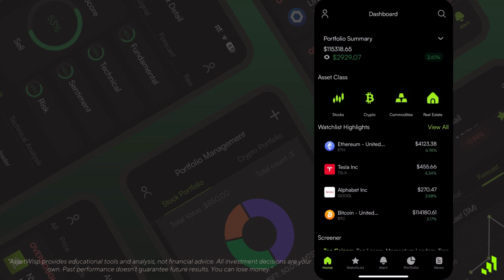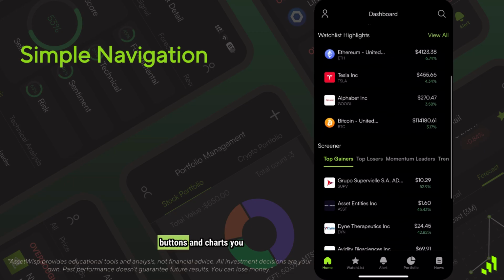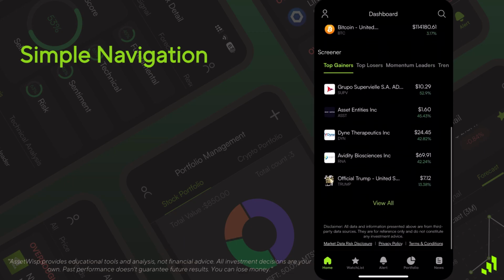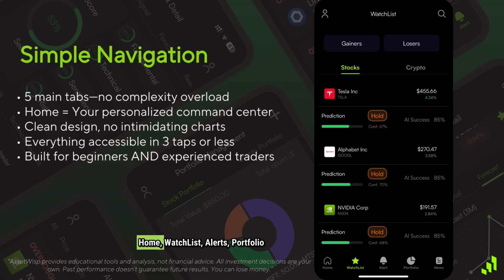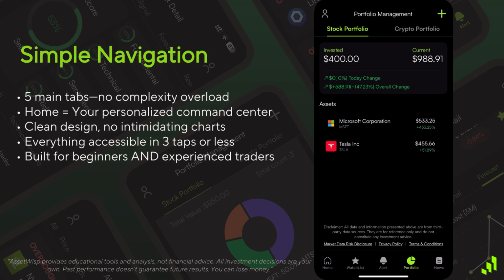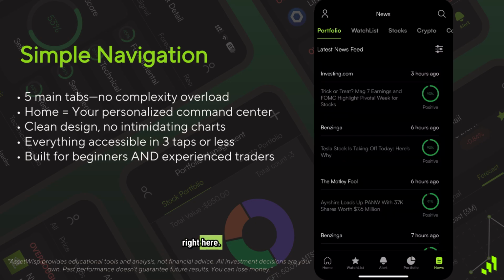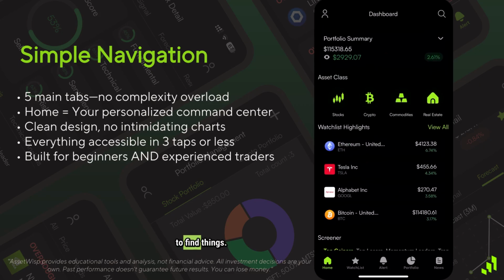Alright, so you've just downloaded AssetWisp from the App Store or Google Play. First thing you'll notice, clean, intuitive interface. We're not trying to overwhelm you with 50 buttons and charts you don't understand. At the bottom, you've got your main navigation: Home, Watchlist, Alerts, Portfolio, and News. Everything you need is right here. No digging through menus, no confusion about where to find things.